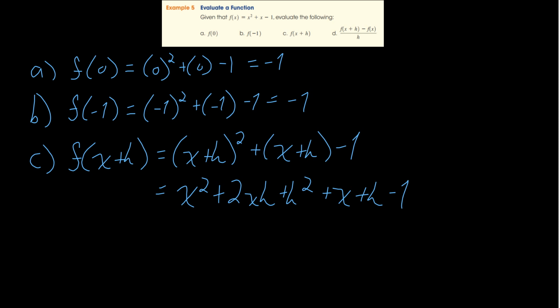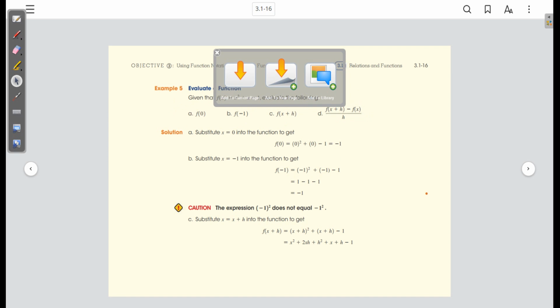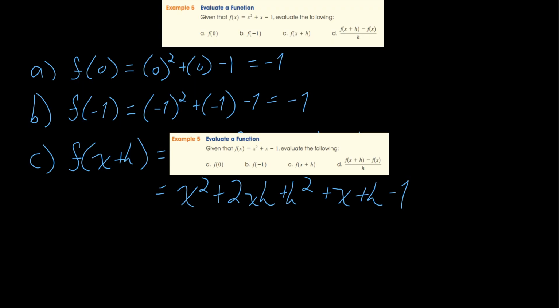Now D, here we go. We're going to re-snip this so we know what we're looking at. We're going to try that again and put it on a new page.